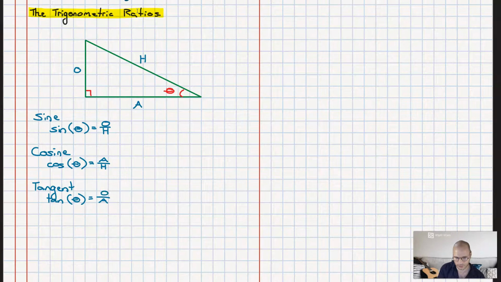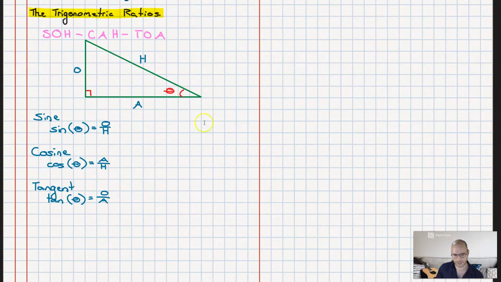Now, the way in which we can remember these is we have a mnemonic that we call SOH CAH TOA. And the way in which it works is we go SOH, meaning sine, opposite, hypotenuse. CAH, meaning cosine, adjacent, hypotenuse. And TOA, meaning tangent, opposite, adjacent.